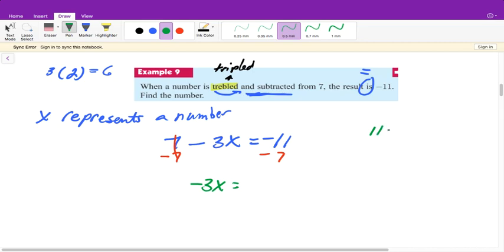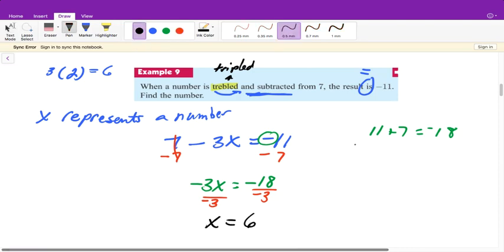So negative 3x is equal to, well, negative 11 minus 7. When we have the same sign, we can just add them, and whatever sign we have is the sign that we use, so it's negative 18. And then we'll divide each side by negative 3 to isolate our x. And our final answer is x is equal to 6. So the way that you will write this is you will say the number is 6. All right, this one is a little bit odd because of the type of problem, we have to write it in words, but that would be our answer.